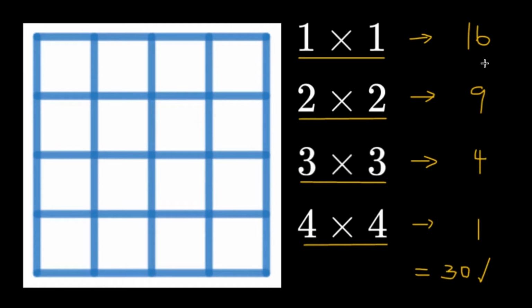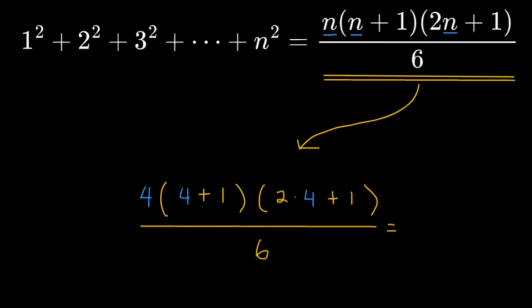Now we can move on further here, because we notice how 16, 9, 4, and 1 are pretty nice numbers. They are the perfect squares. Apparently, for a 4x4 grid of squares, we take the sum of the 4 squares. Here, I'll give you a general formula for an n by n grid. That's simply the sum of the first n squares, and that's equal to n times n plus 1 times 2n plus 1, divided by 6.